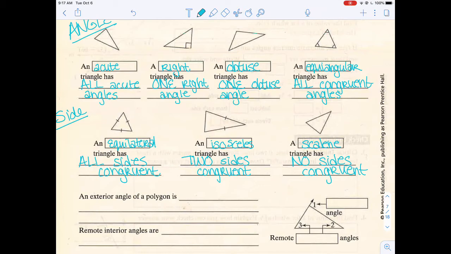Okay, so you can classify a triangle by angles and by sides. Make sure you remember the difference because it will ask you sometimes to classify it by both. So you need to be able to pick out which of the 4 types of angles it is and which of the 3 types of sides it is.